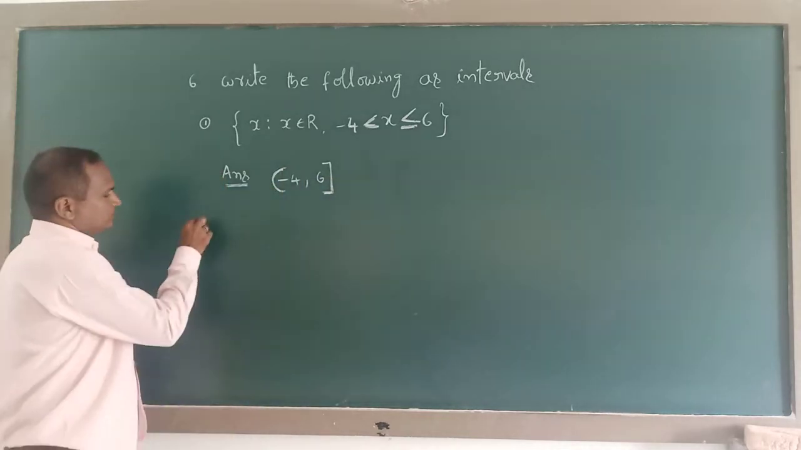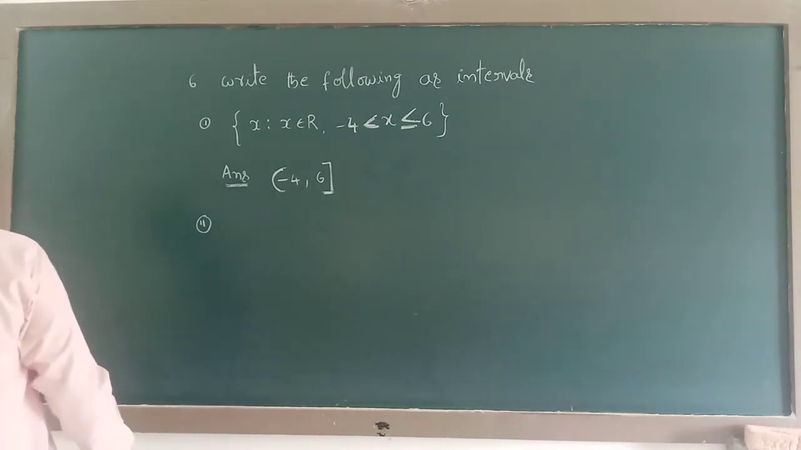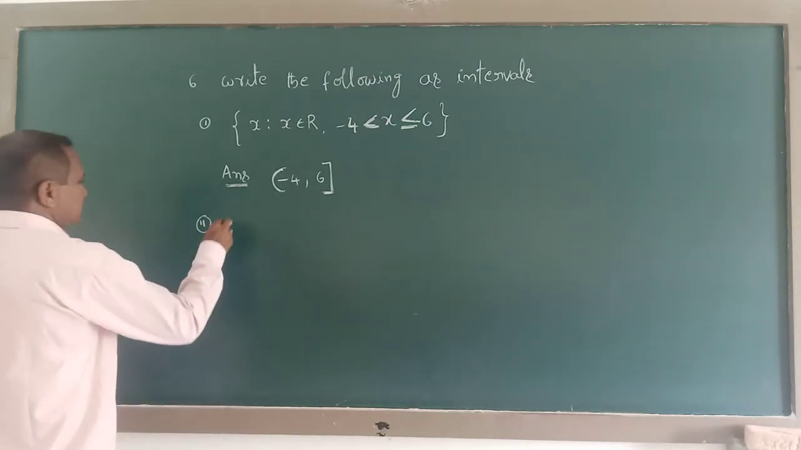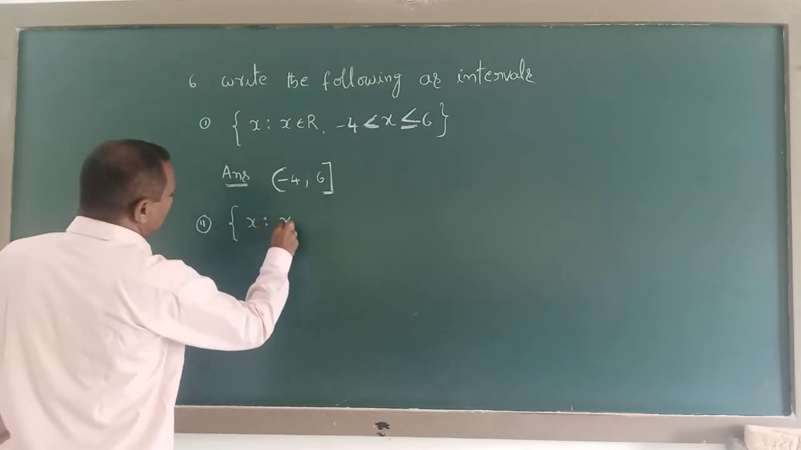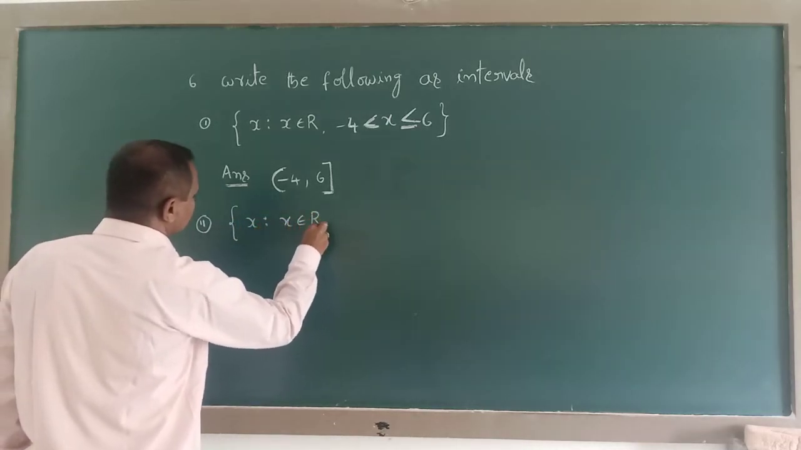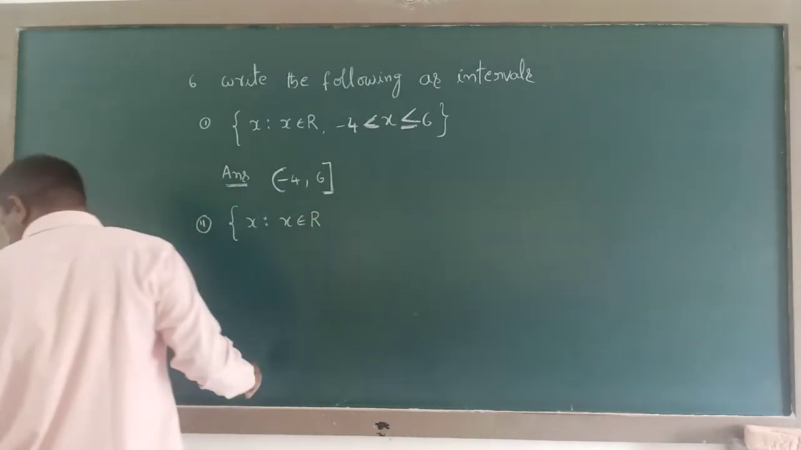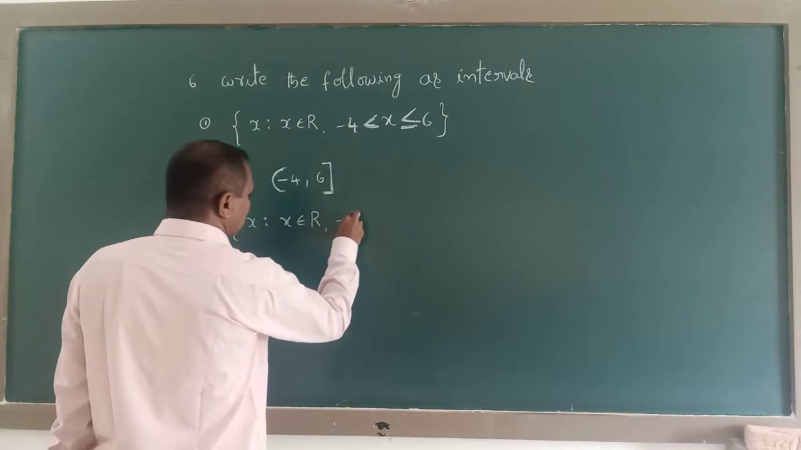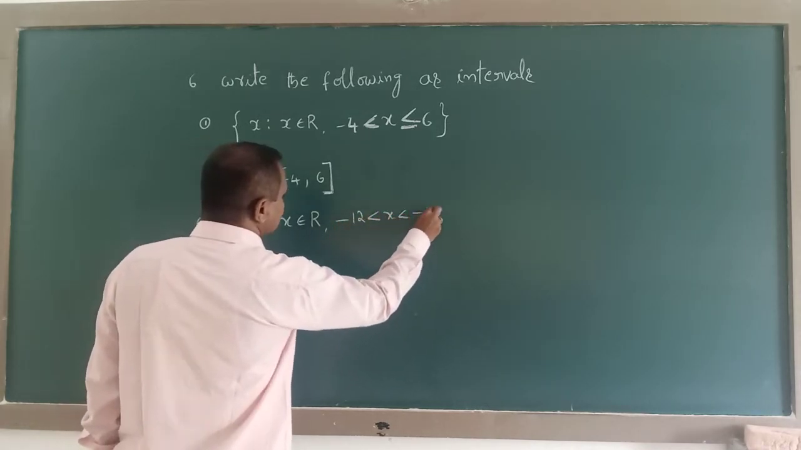Next, second question. The second question is: the set of elements x such that x belongs to capital R, real numbers, comma, -12 is less than x is less than -10. Close this.